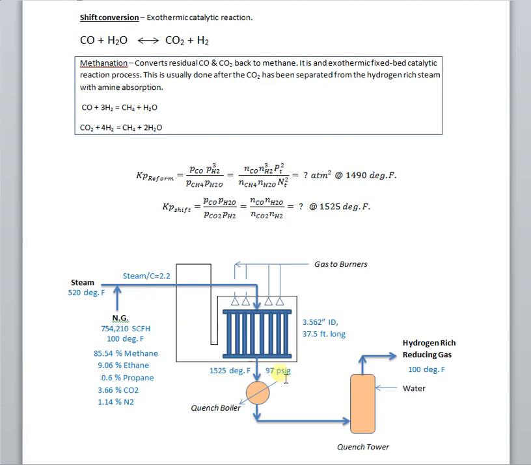The furnace will operate at 97 psig at the outlet so as to have enough pressure for the remaining downstream operations. The natural gas temperature is 100 degrees Fahrenheit and the steam temperature is 520 degrees Fahrenheit. The atmospheric pressure at the site is 14.7 psia. The reformed gas will be quenched to 100 degrees Fahrenheit as a method of drying and further enrichment of the hydrogen concentration. We will start with the assumption of 4-inch diameter catalyst tubes with a length of 37.5 feet.